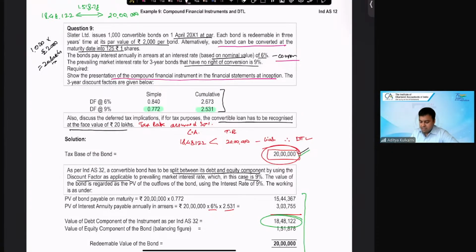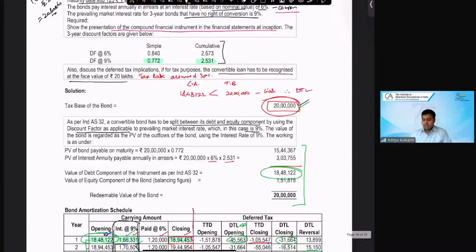Also discuss deferred tax implication if for tax purposes the convertible loan has to be recognized at the face value of 20 lakhs. Are you okay with this? Question? Understood the question? Yes?